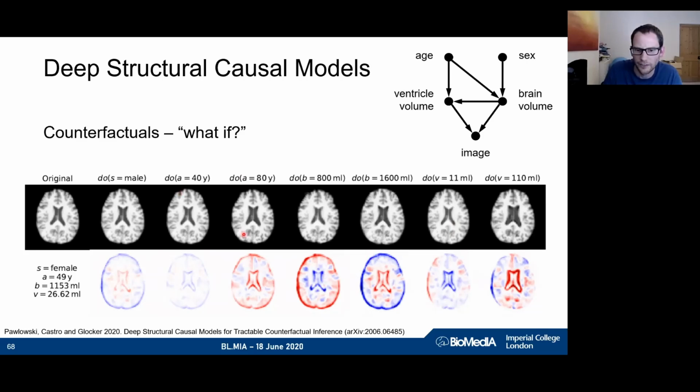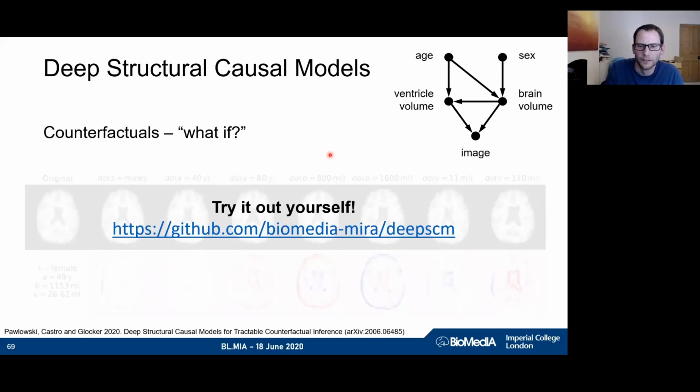So changing age has a global effect on brain volume, exactly like what you see in the structural causal diagram. I think this is quite cool. In the paper we also did some other examples with MNIST and so on. But if you want, you can try this. If you go on the GitHub page, there is a link to a Google Colab Jupyter notebook where you can run exactly this with a couple of brain examples, and you can change the variables yourself.